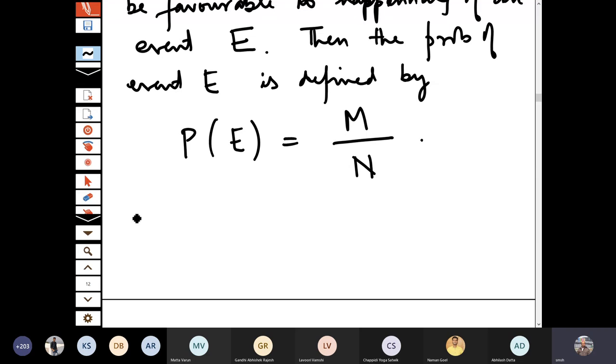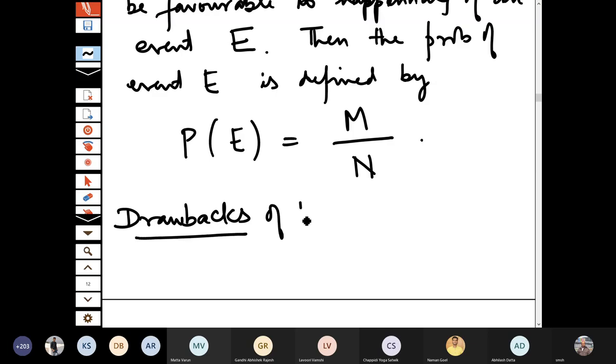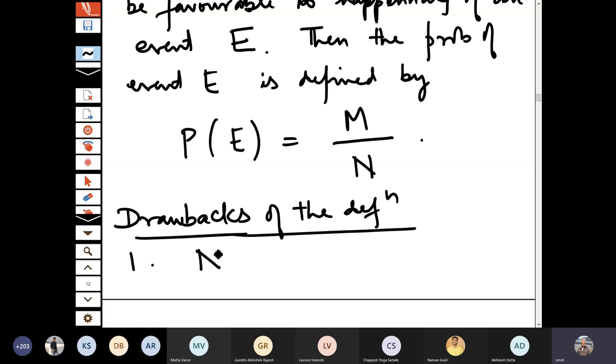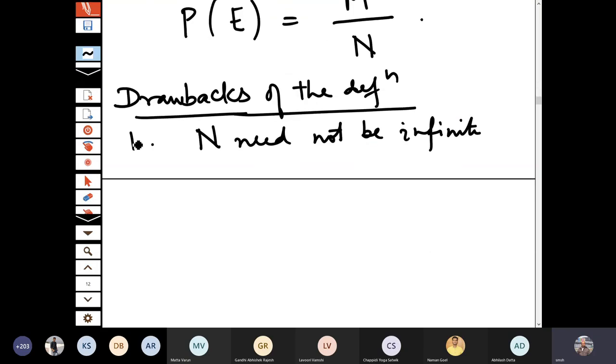So what are the drawbacks of this definition? One, the first is that n need not be finite. All the examples that I have told just now don't have finite n. If I ask what is the agricultural production, then this is an infinite set. If I ask you the days of curing, then these are all infinite sets.